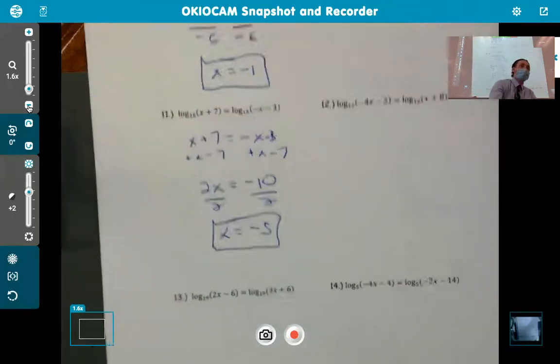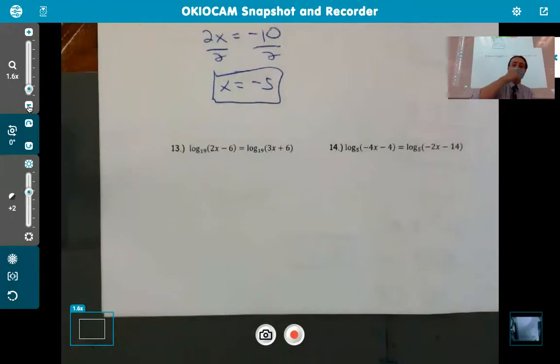Everybody good with that example? All right. Let's move on to the next one. Log base 19 of 2x minus 6 equals log base 19 of 3x plus 6. How would I start solving this logarithmic equation? Got logs on both sides. They have the same base. What can I do?